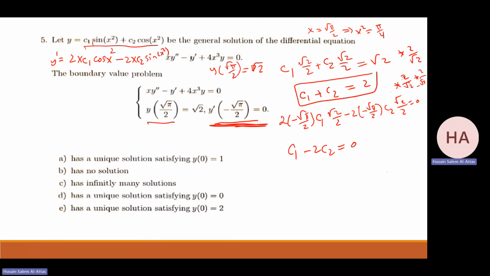Okay, so if I subtract both equations, what will I get? 2 over square root of 2 cancels. This is cancelled. I have minus 2C2. So let me put the two equations under each other. If I subtract this from this, this is minus.